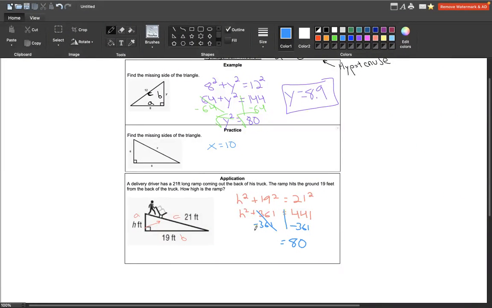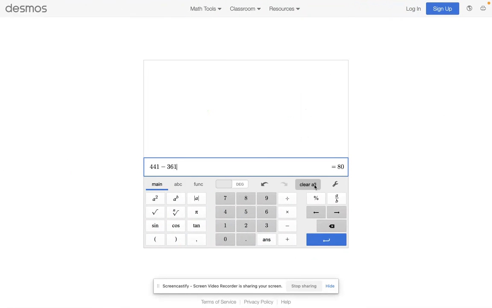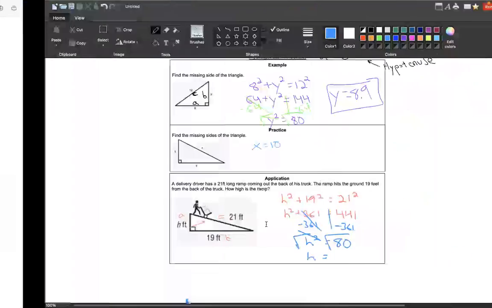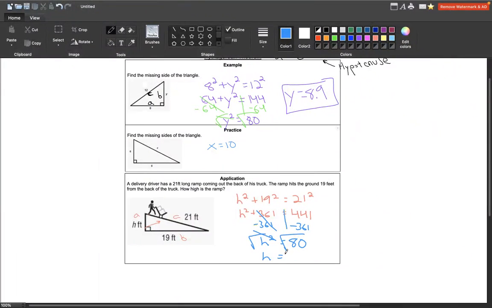And just so happens we're going to end up with the same type of problem that we had up here. So you're going to square root both sides. Square and square root cancel out. H equals the square root of 80. So we're going to clear, square root of 80, and we get 8.9. That makes sense as the same as up here, because we got that same thing in the end. So 8.9, specifically feet. It's 8.9 feet high.